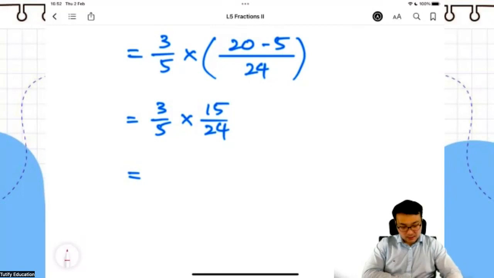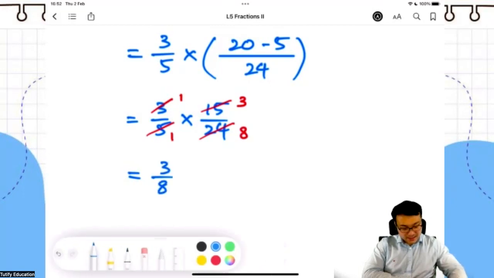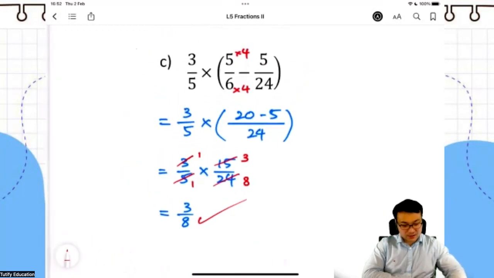Cross out, simplify. Okay. So you divide this by 5, you get 3. You divide this by 5, you get 1. What about 3? 3 divided by 3 is 1. 24 divided by 3 is 8. Good. So it's 3 over 8. Well done, Kate. That was good and that was fast.